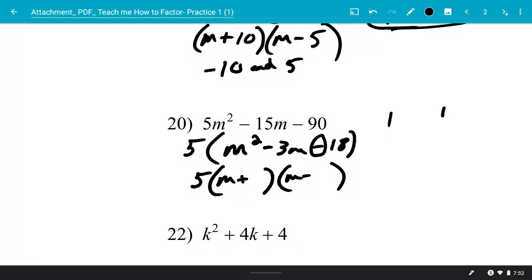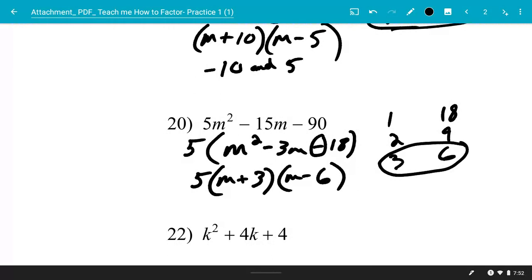Factors of 18. 1 and 18. 2 and 9. 3 and 6. I believe that's it. Which of those come together to get me a 3? Opposite signs. 3 and 6. Larger number gets the sign from the middle. There we are.